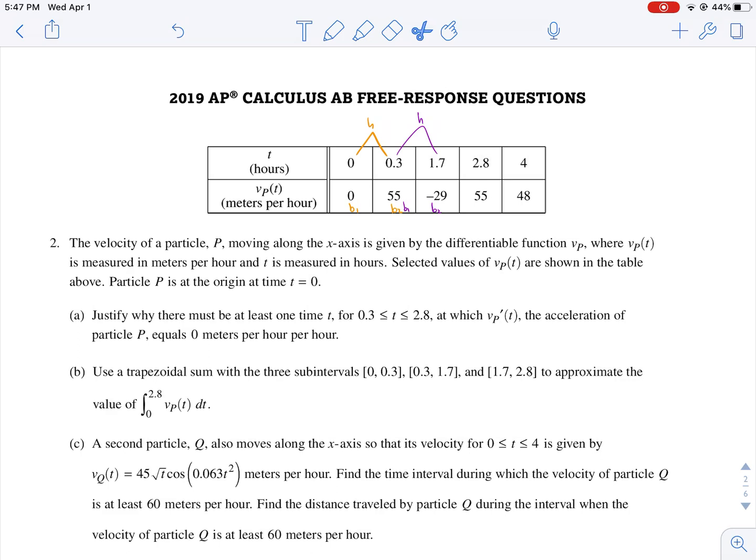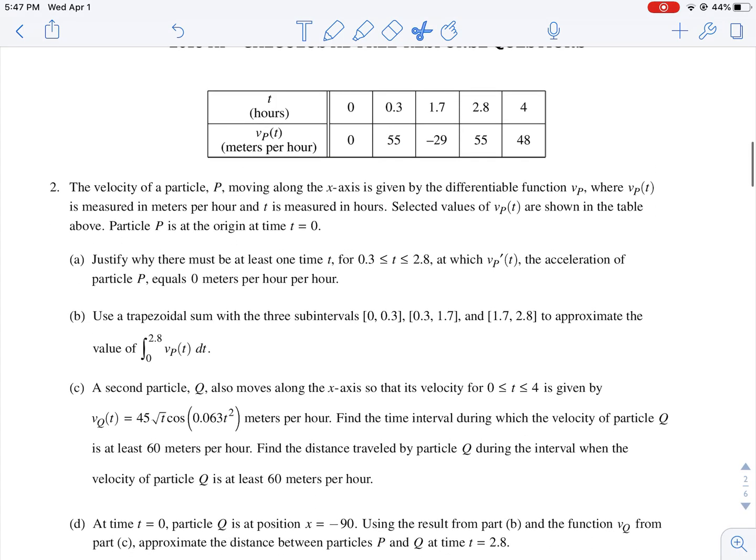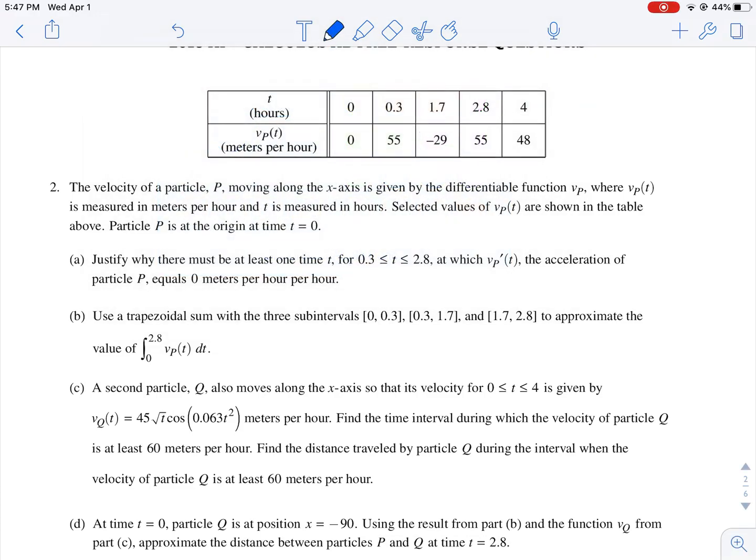Okay, number 2. Oops, I have some work on there already. All right, number 2, we have a velocity function. Part A, justify why there must be at least one time for which v prime, the acceleration, is equal to 0. So if they're giving us a function and they ask us about the derivative of that function equaling a certain value, that's going to be mean value theorem.